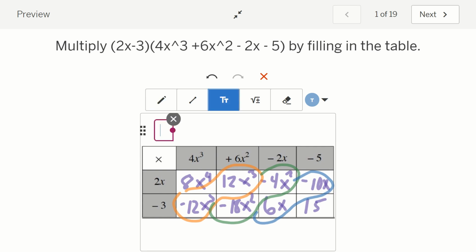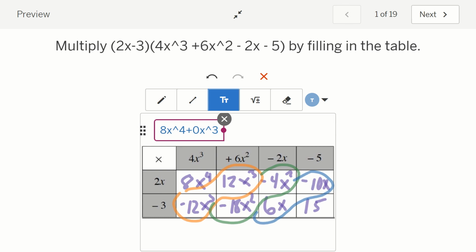I don't know if it'll let me type that in there. So we would have 8x to the fourth. Oh, look at that. 12x to the third minus 12x to the third is 0x to the third. So you could type 0x to the third. That would be fine. But 0 times x to the third is just 0. So you can leave it out if you want to.